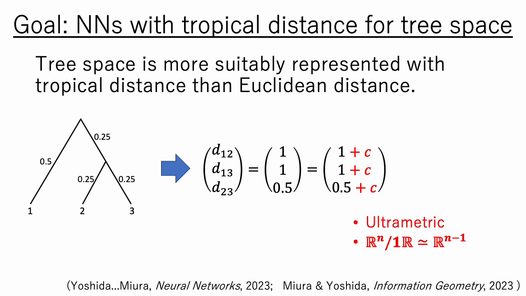A tree can be represented by a pairwise distance vector. In this example, d12 or the distance from node 1 to node 2 is 1, and d13 is also 1, and d23 is 0.5. This distance vector with the ultrametricity constraint is compatible with the tropical distance. Especially in this paper, we focus on the one vector invariance the tropical distance has. That is, a vector v is identified with v plus 111, as we will show next.